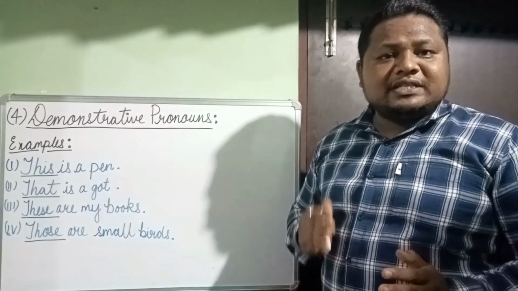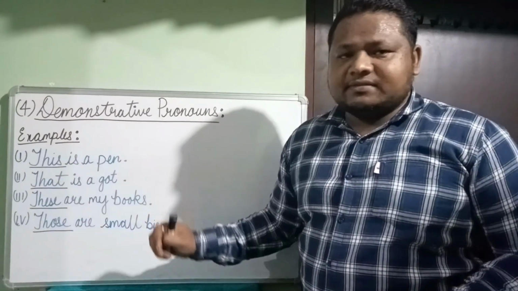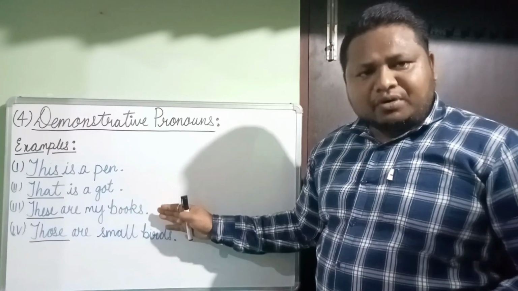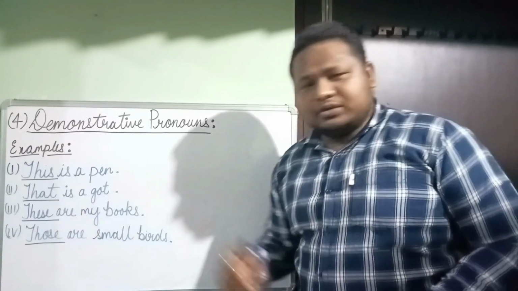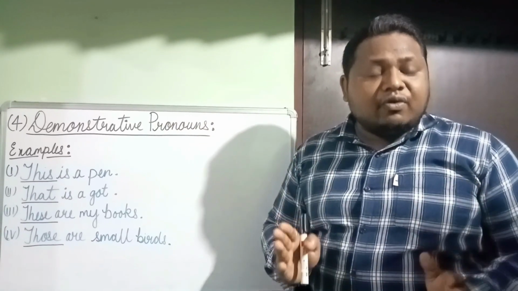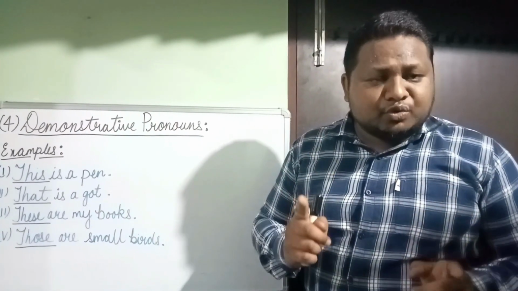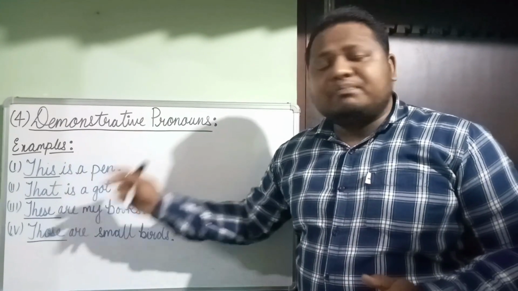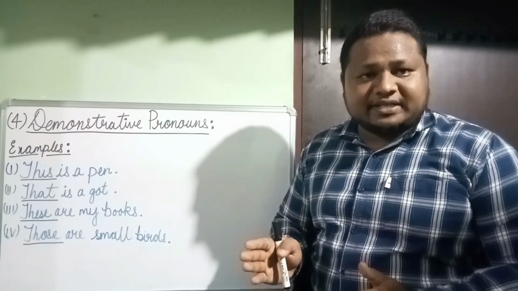Let us see some examples of demonstrative pronouns. Number 1, this is a pen. This. That is a goat. That. These are my books. These. Those are small birds. Those. So all these are examples of demonstrative pronouns. And one more important thing I would like to tell you, that demonstrative pronouns are never used before any noun. If you use demonstrative pronouns before any noun, then it will turn into a demonstrative adjective.